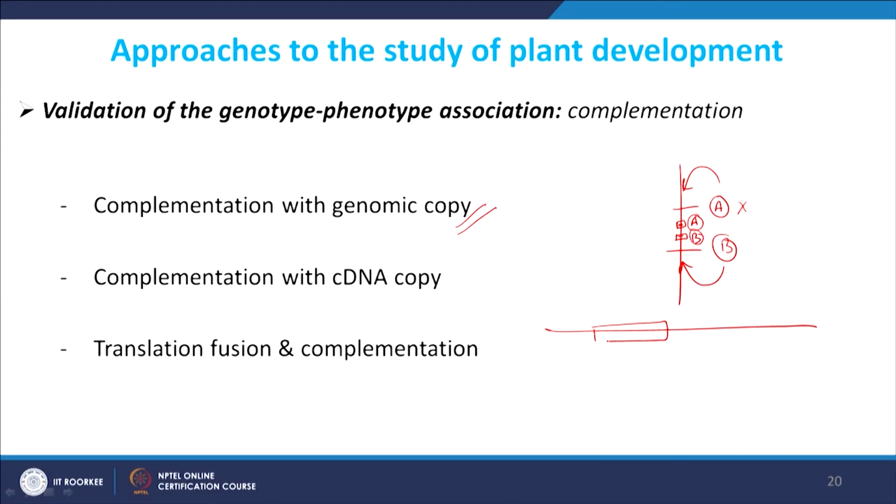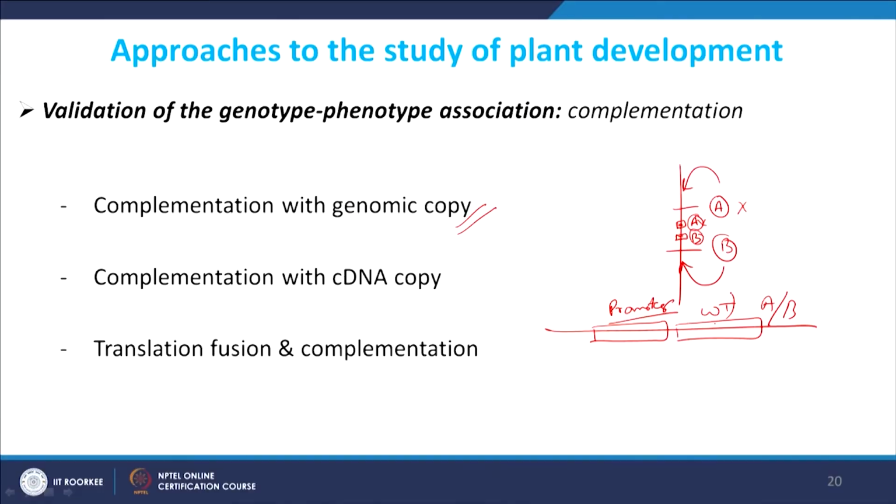If you want to complement, the best way of doing the complementation is to use the promoter of the same gene. So you are not changing the domain of expression, but you are now using a wild type copy of the gene, either A or B. You take that and put it back in the mutant, and in the same expression domain where the mutant protein was made, you have started making wild type protein, and you look whether it is complementing the phenotype. The only difference in these two ways is that here either you can take a genomic DNA copy with exon and intron, or you can take just a cDNA copy without intron.